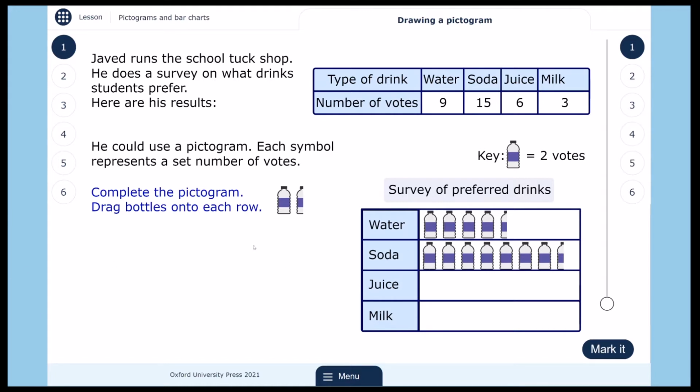Looking at juice, which has 6 votes, I'm going to need 2, 4, 6, which is 3 bottles. And lastly for milk, which is 3, that's 2, and then half a bottle, which is another 1, making 3 in total. This is the completed pictogram. It's really important that when you draw your pictogram, the pictures remain the same size and they're all aligned with each other. If you don't do this, your results may look a bit misleading.